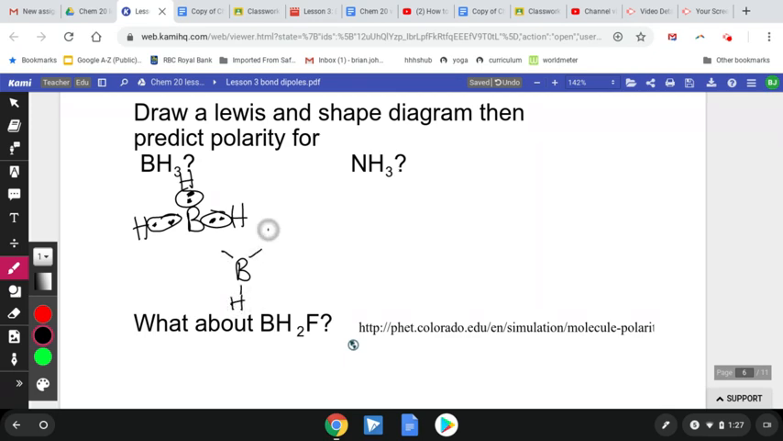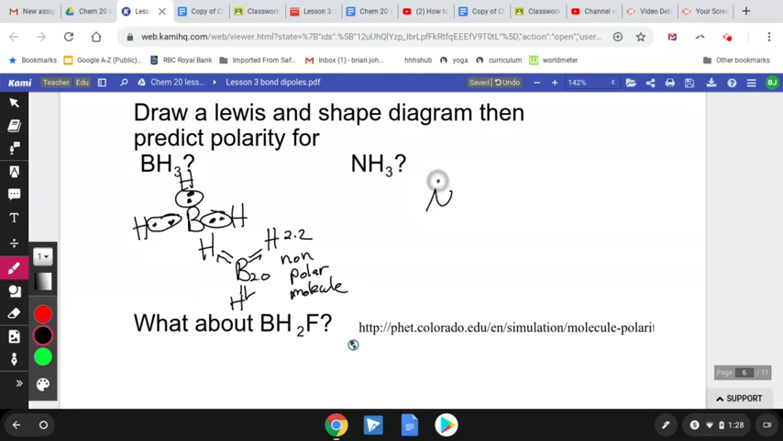Trigonal planar, BH3. Now we throw in the dipoles, and boron, as I said, is 2.0, and hydrogen is 2.2. So hydrogen is slightly more electronegative, so all of the dipoles look like that. They're all equal and opposite. They cancel each other out. There's no sidedness. There's no left side, right side. So this would be a non-polar molecule.